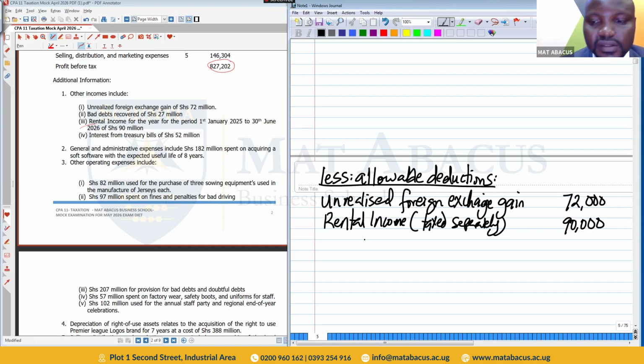Interest from treasury bills, it is a final tax. So that you also less it. Interest from treasury bills of 52,000.